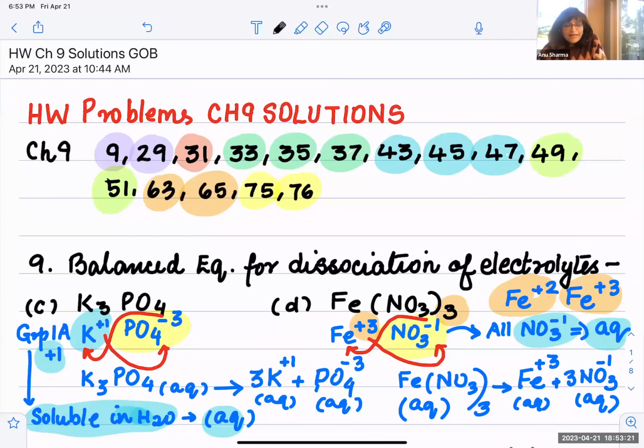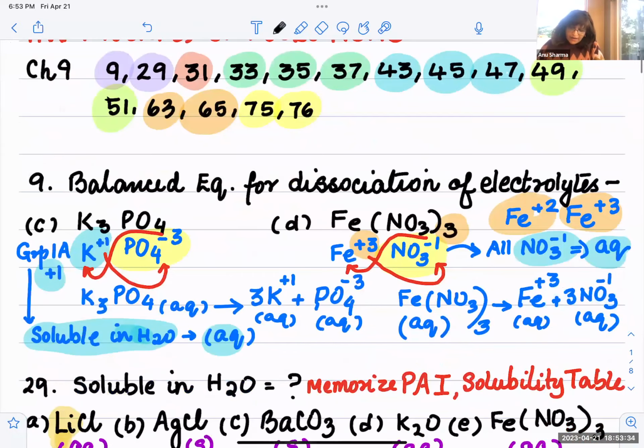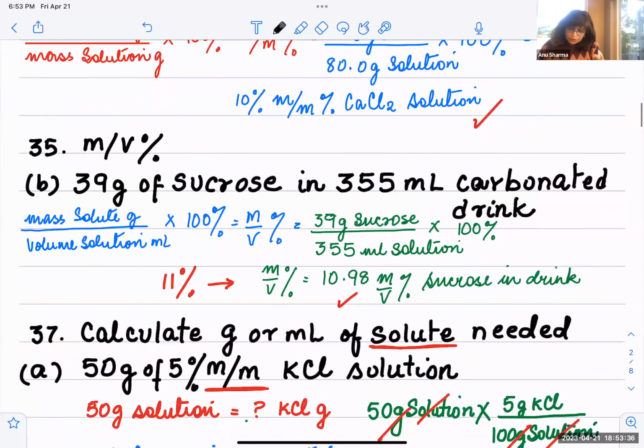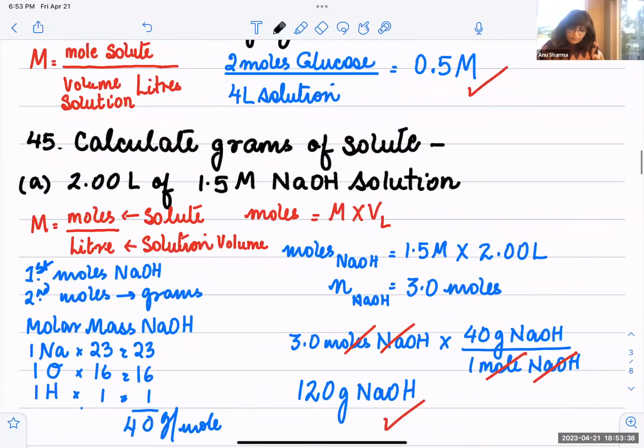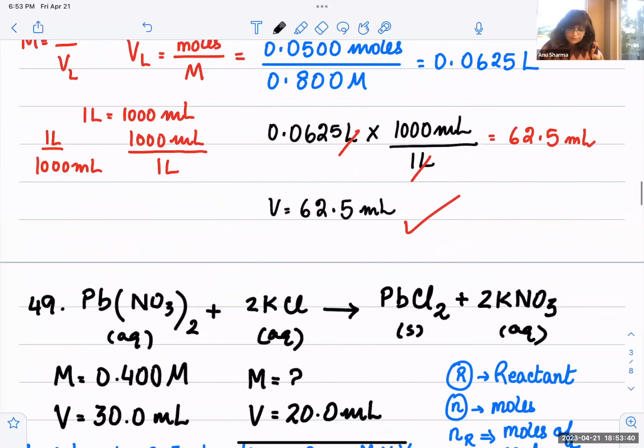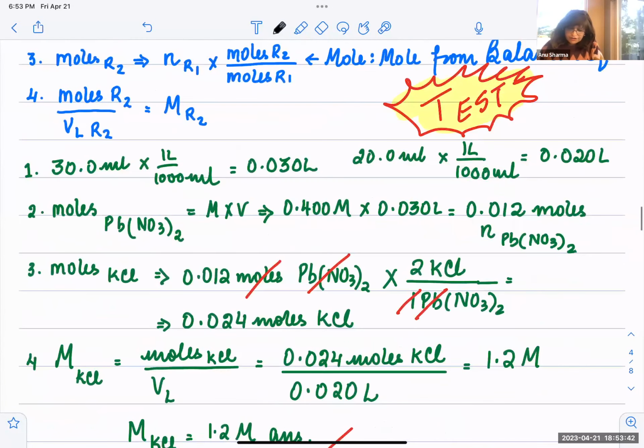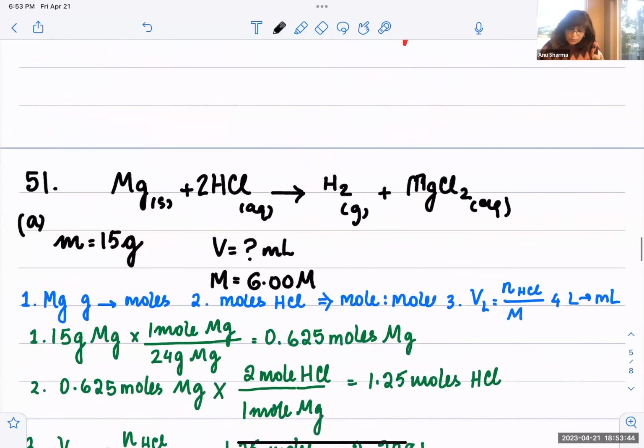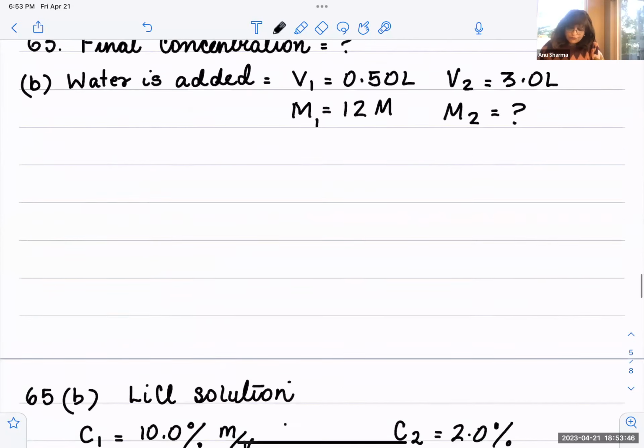Hi guys. Okay, so our next problems relate to the problems on dilution. And we will be doing in this Chapter 9 solutions chapter, problem number 63 and 65. And like I said, I am just going to do one or two important problems from every type, but you should be doing more. So I can only show you a few things here.